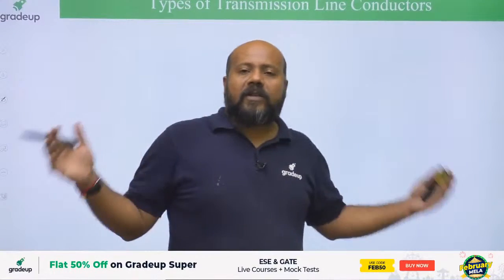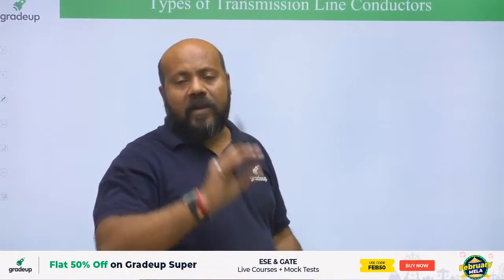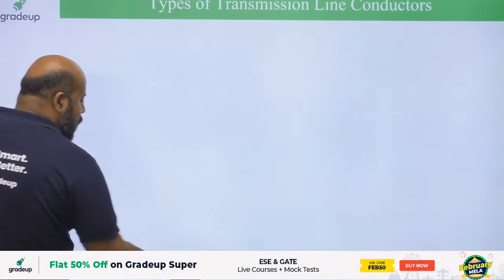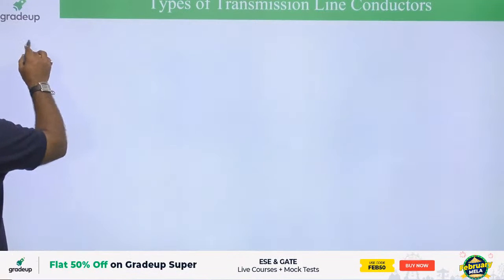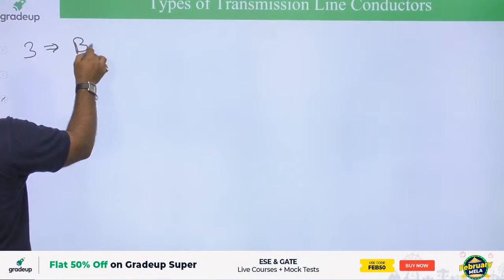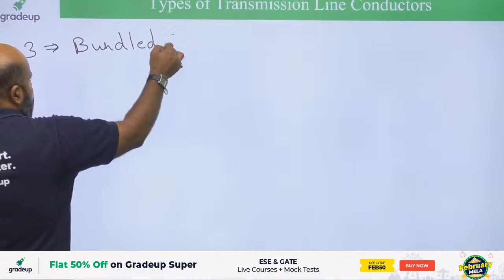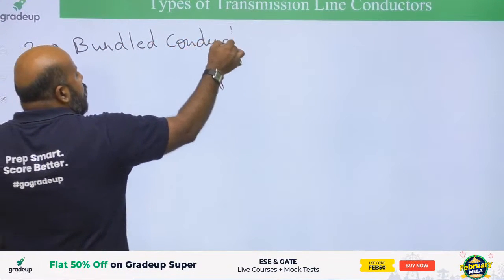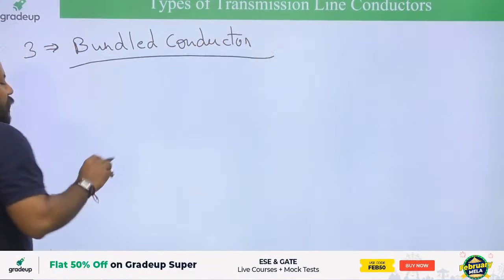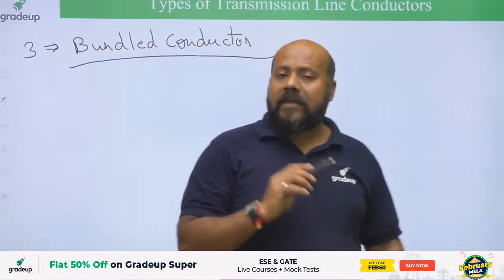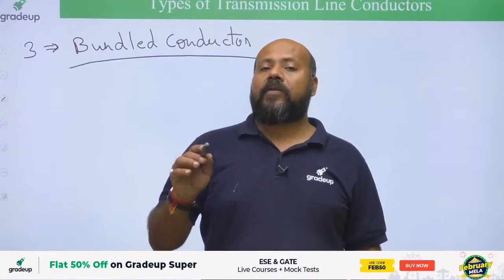So this is all about the stranded conductors. Now the next one is bundled conductors. Why are we having bundled conductors? Can you tell me the reason? After the stranded conductors, we are going to the bundled conductors. The reason is we want to reduce the corona.